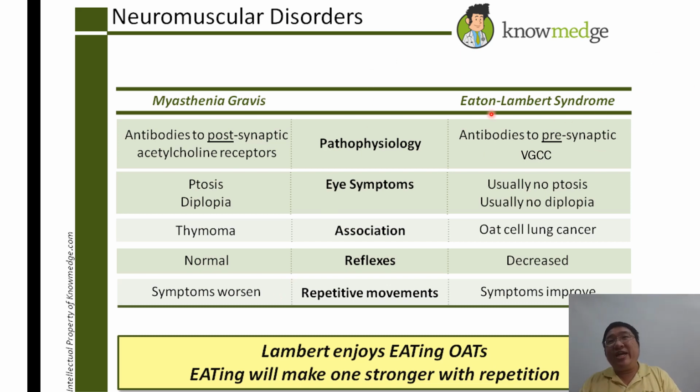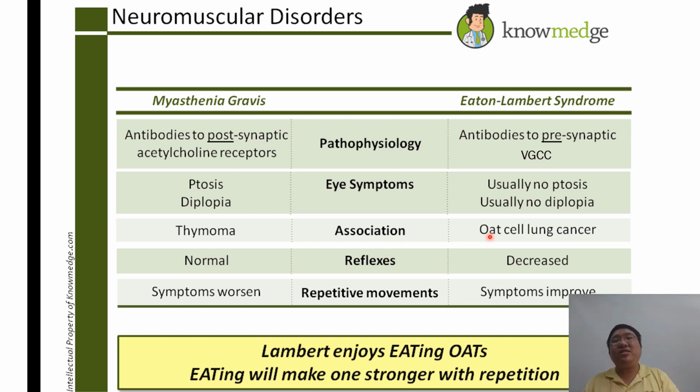So on the right side, Eaton, Lambert, or Lambert-Eaton. I don't see consensus on the name, whether Eaton is first or Lambert is first. So the pathogenesis is antibodies to presynaptic voltage-gated calcium channel. Symptoms are not usual.